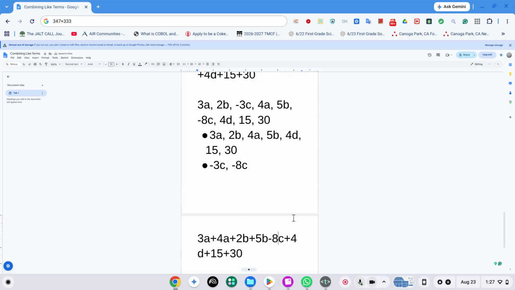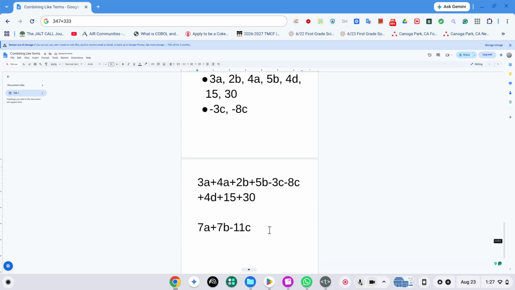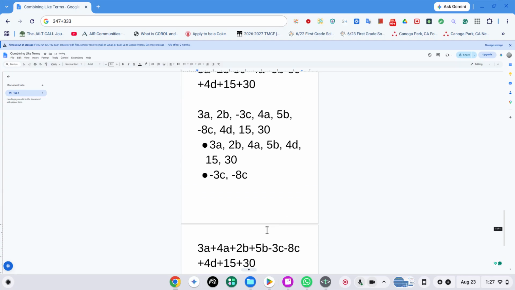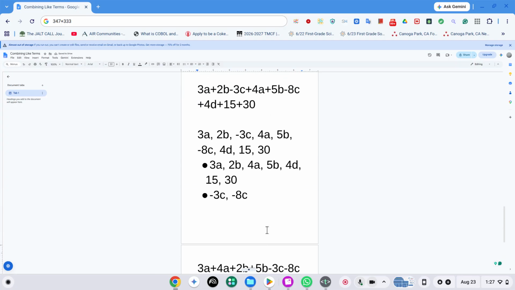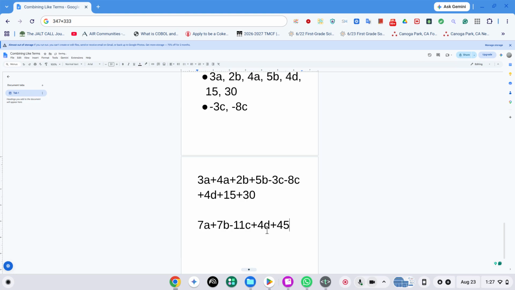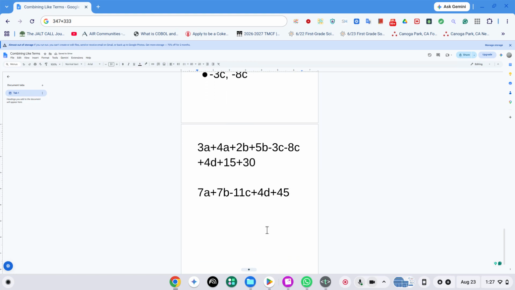Sorry, mistake here, my bad. Sorry, everybody's gonna step on my mistake. Minus 3c minus 8c, there we go. Plus 40. Okay, good, and then 45. So 7a plus 7b minus 11c plus 40 plus 45.